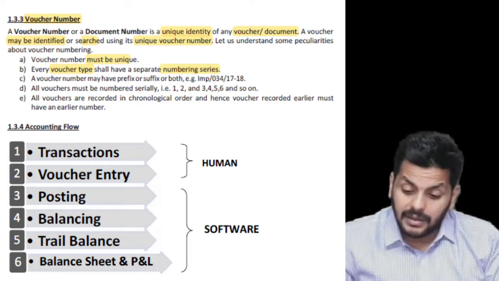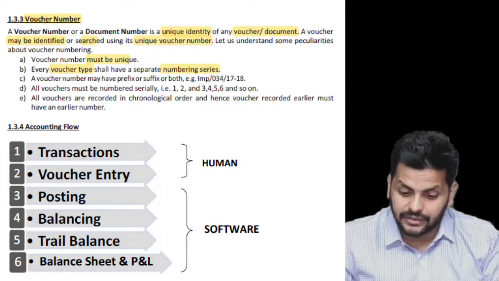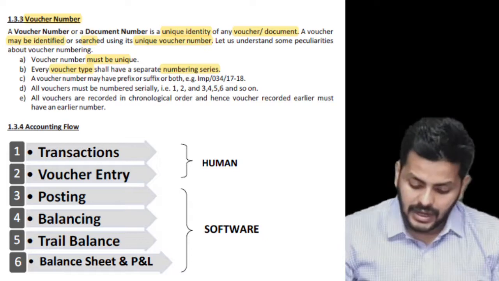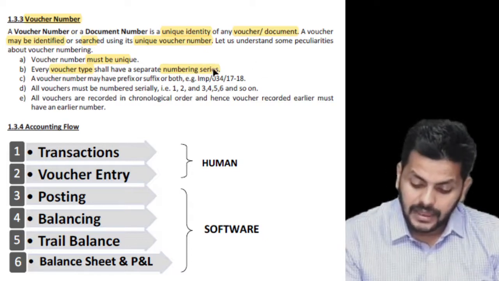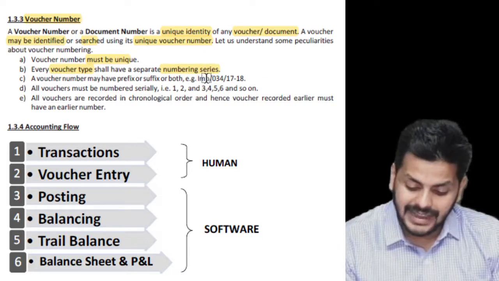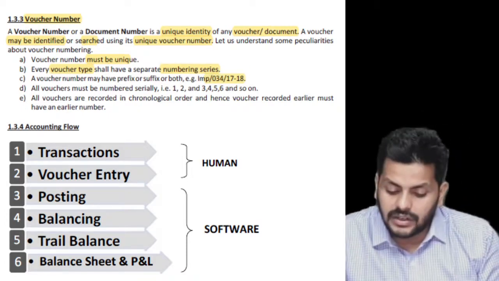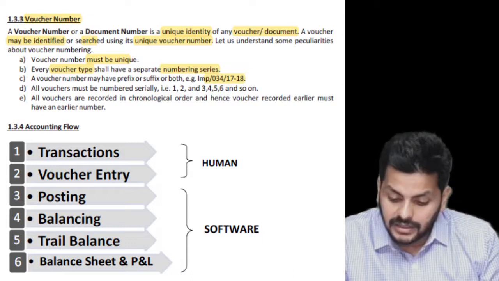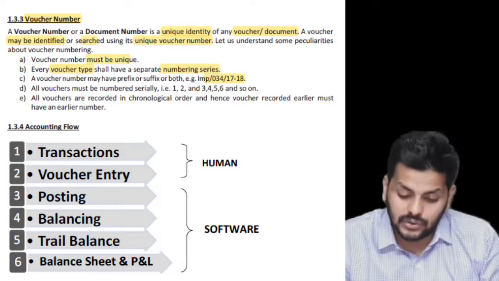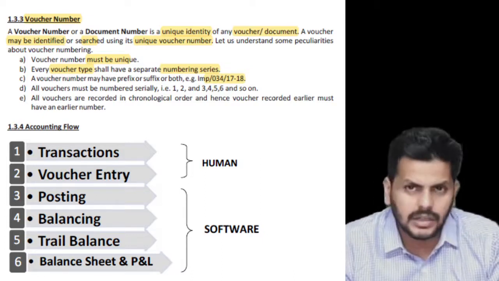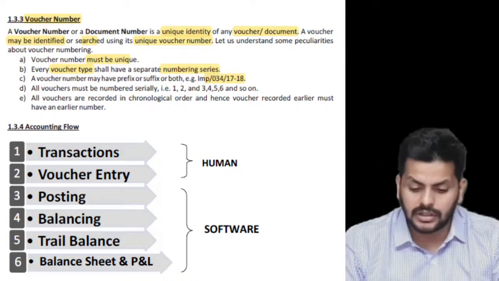A voucher number may have a prefix or suffix. Anything, it can have a prefix or suffix. Like for example, IMP slash 034 slash 1718. So it's an import voucher, purchase pertaining to 1718, the 34th one. It's just an interpretation. There need not be any rule like that. You can have your own voucher numbers.